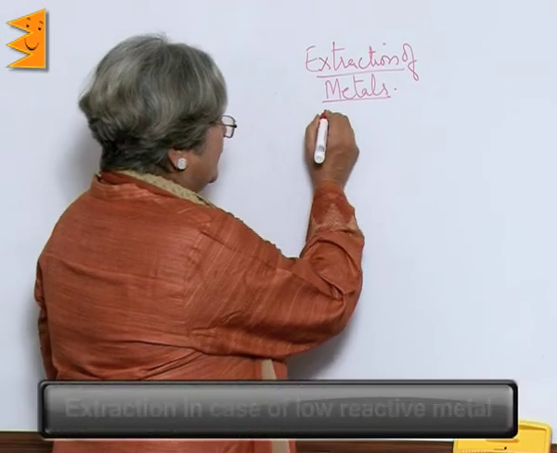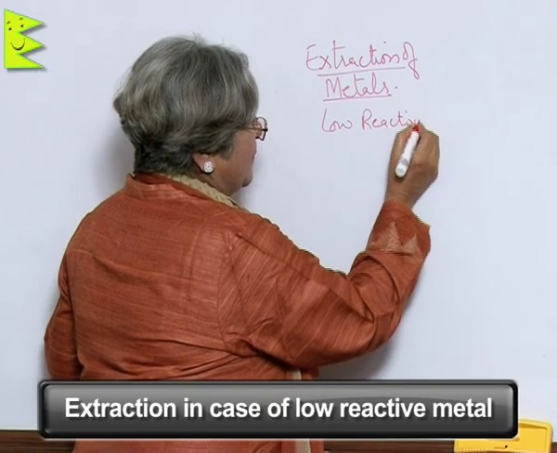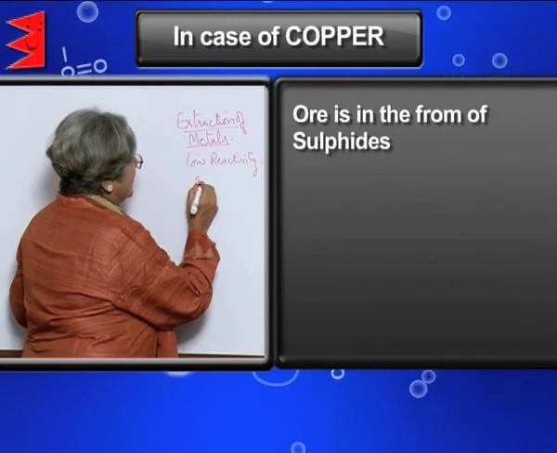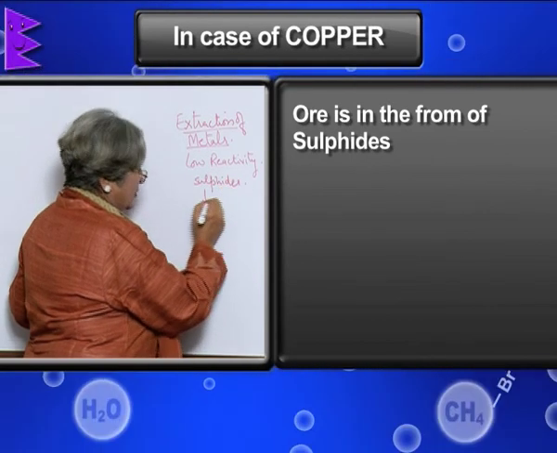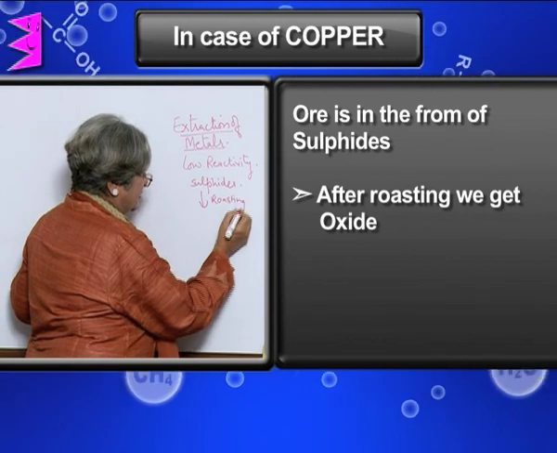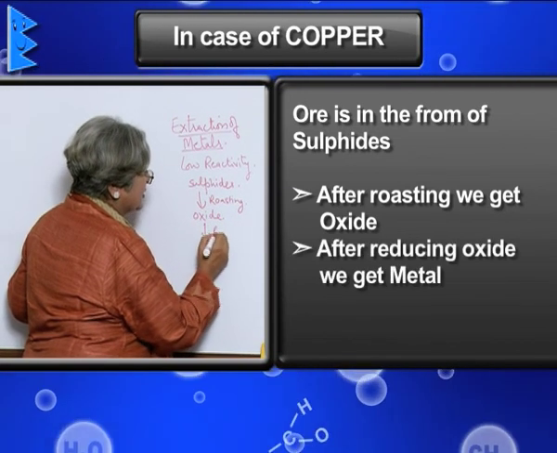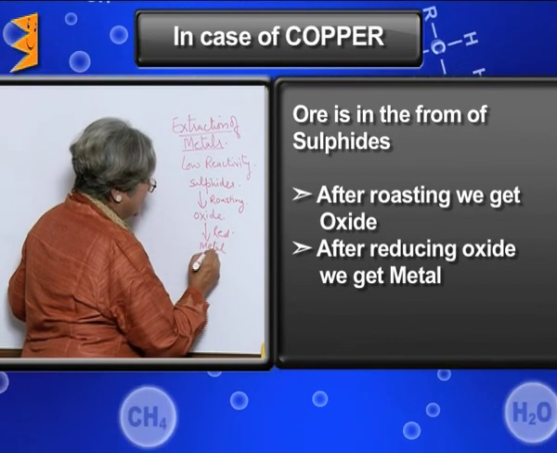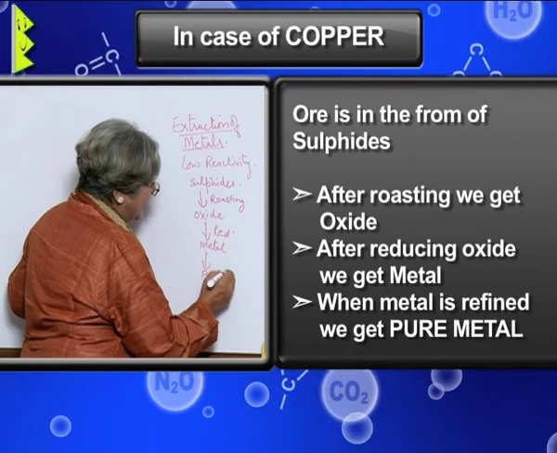In the case of low reactivity metals like, say, copper, the ore is in the form of sulfides. On roasting, it gives oxide, then on reduction, it will give metal, and then it can be refined by electrolysis.